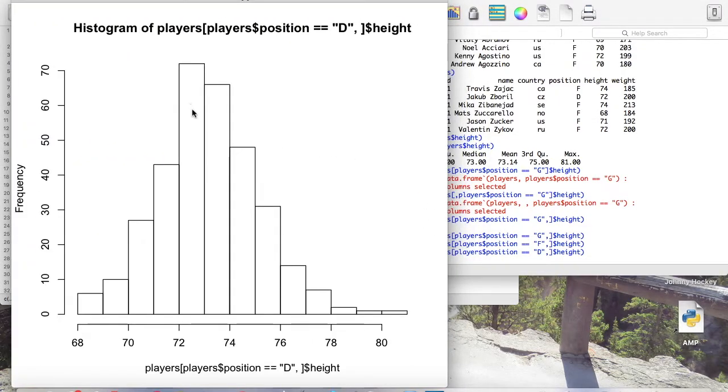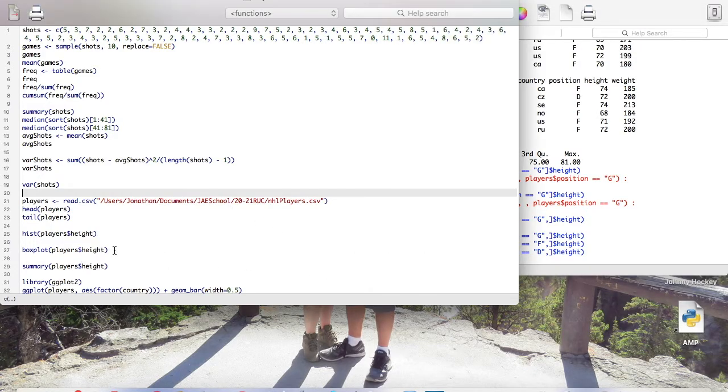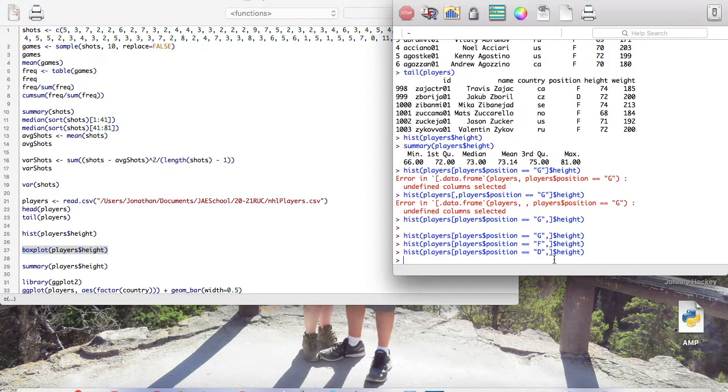So again, same kind of thing. The defenseman histogram kind of looks like the goalie one. Defensemen are naturally going to be taller. So a lot of this nicely conforms to what we might expect for hockey players. Okay, so another way that we could display data is with what's called a box plot.